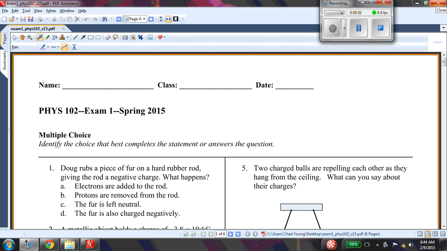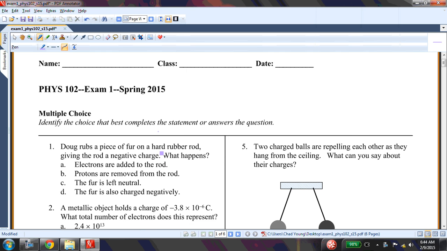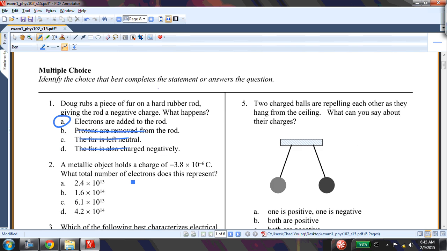All right, this is Physics 102, Exam 1 for Spring 2015. Doug rubs a piece of fur on a hard rubber rod. Given the rod a negative charge, what happens? If he gives it a negative charge, that means that electrons are being added to the rod. Protons are not being removed from the rod. The fur actually is not left neutral. If he's giving electrons, then the fur is left with a positive charge, and the fur is not charged negatively.